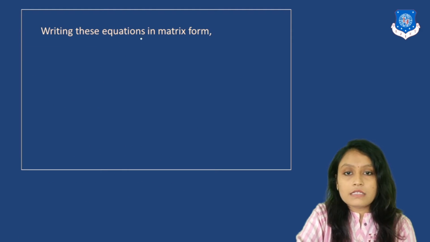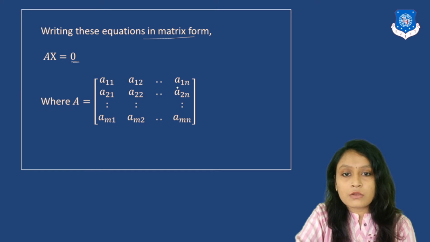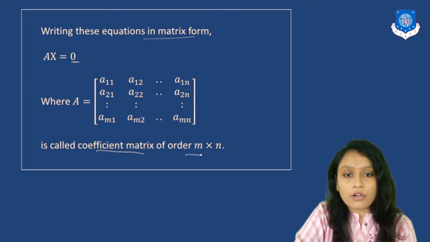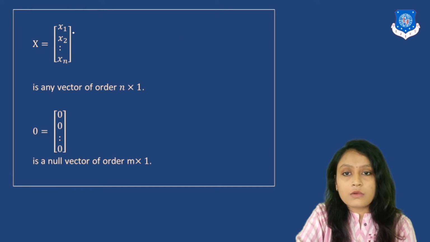Now we will write these equations in matrix form, that is Ax is equal to 0. On the right hand side we have 0, where A is equal to this coefficient matrix of order m cross n. Now x is equal to x1, x2 up to xn. This is a vector of order n cross 1, and this is a zero vector, that is it contains all zeros in a column. This is called a null vector and it is of order m cross 1.